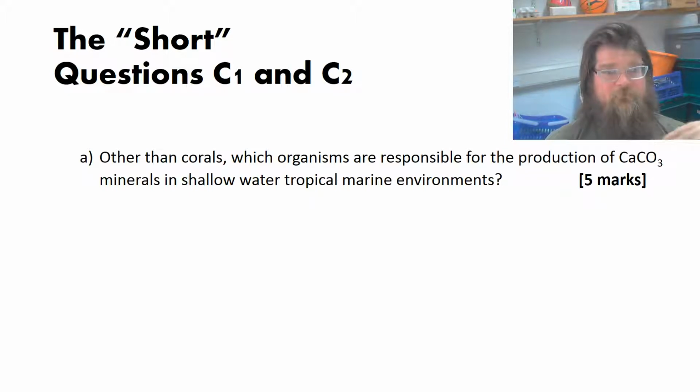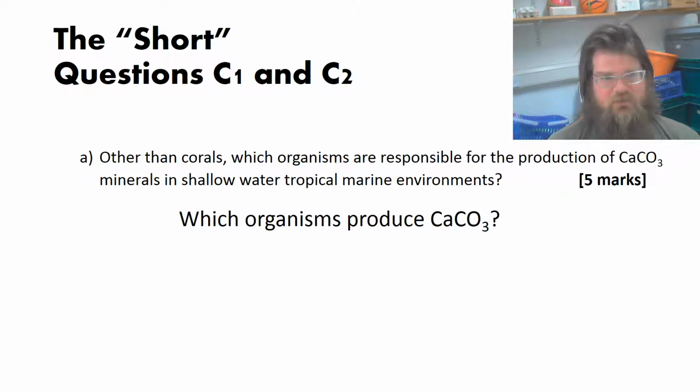So other than corals, basically corals are an organism that lives in the ocean that produces calcium carbonate. They do other things, and we'll get onto that in a bit. But other than that, what else is there? Hopefully you'll remember from the chemistry of coral reefs that there are other things on coral reefs other than corals. We're particularly looking at shallow water, tropical marine environments, so bear that in mind, so that the things you say have to be able to live in this place. So really what the question is asking is: what organisms produce calcium carbonate?